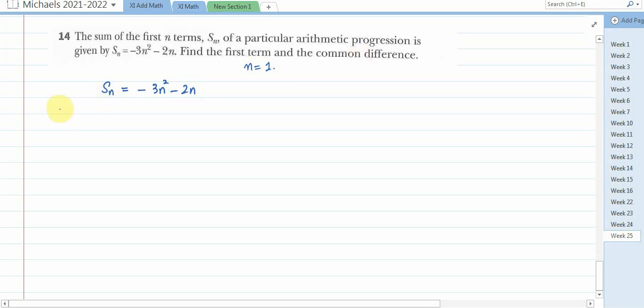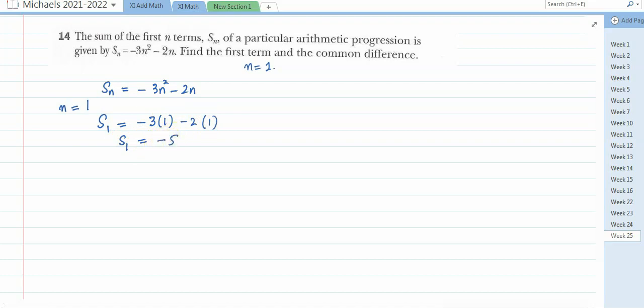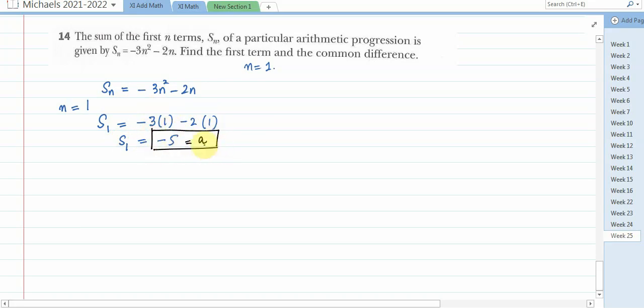Alright, so firstly I will find the sum of the first value. So firstly I will place n equal to 1. So s1 is equal to minus 3, n is 1, minus 2, n is 1. So the first value sum, or the first value, will be negative 5. Alright, when n is 1, that means we are referring to the first term. That is, my first answer is a equal to minus 5.